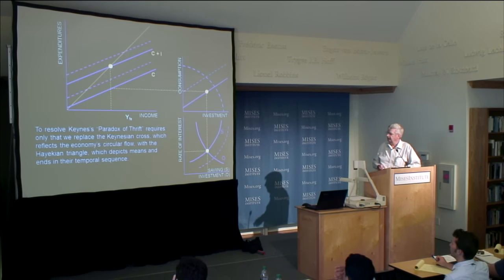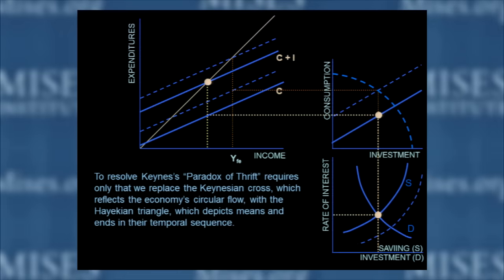To resolve Keynes' paradox of thrift requires that we replace the Keynesian cross, which reflects the economy's circular flow, with a Hayekian triangle. Okay, I think I'm in good shape time-wise, because now I'm going to show step-by-step what we have to do to get from Keynes to Hayek.